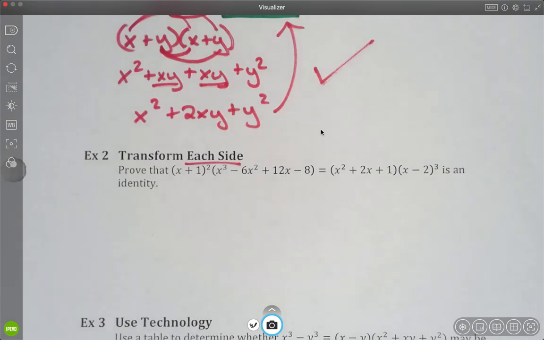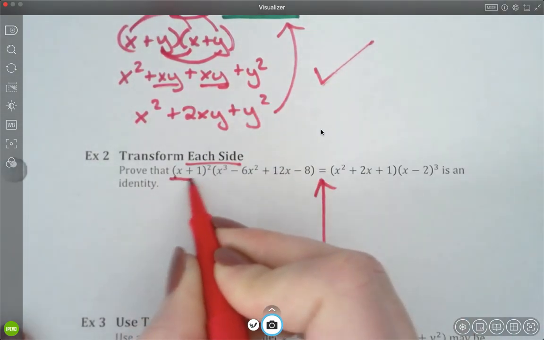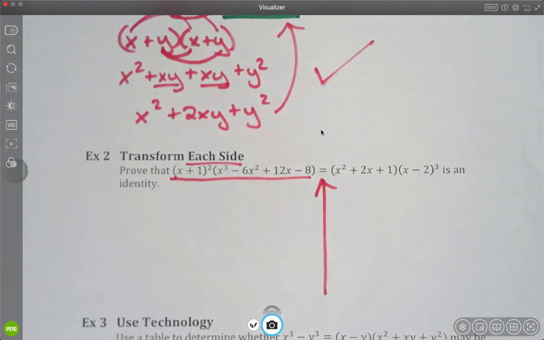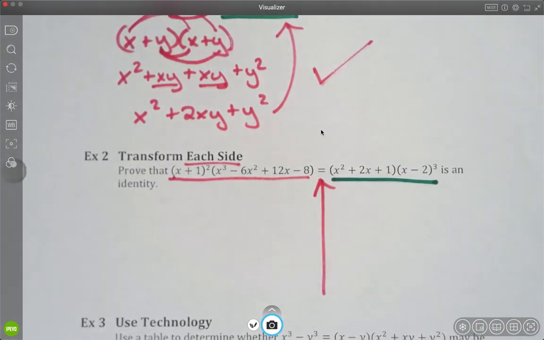So let's do this. We're going to look at each side. Here's my equal sign. I'm going to do the red side over here, and then I'm going to work with the green side. Just because it's so big and long doesn't mean I have to multiply everything out together. Because that's a big, long equation, I don't necessarily have to multiply everything together.